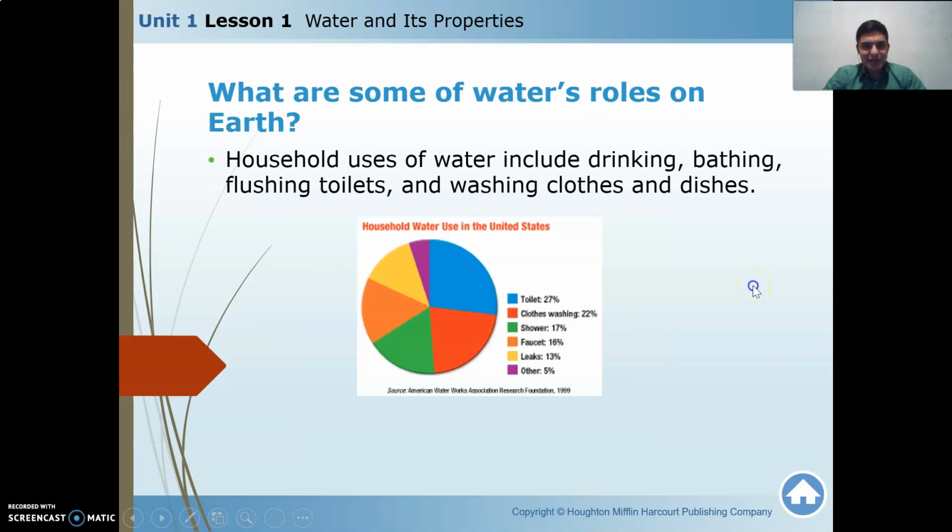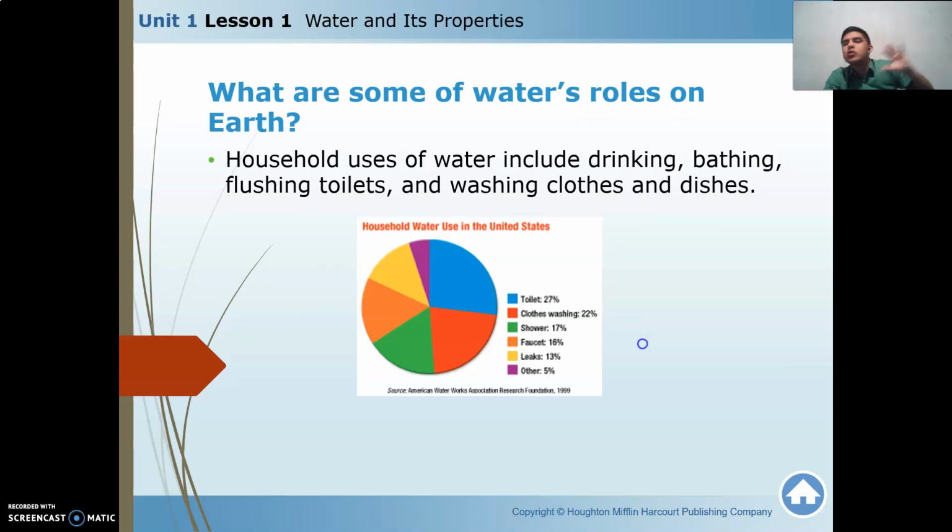Now, households' uses of water include drinking, bathing, flushing toilets, and washing clothes and dishes. So here you have a small graph that shows us the household water use in the United States. So for toilets, 20% of the water is used, clothes washing, 22%, shower, 17%, faucet, 16%, leaks, 13%, and other 5%. So something that hasn't been mentioned just yet is that huge amounts of water are used for irrigation.